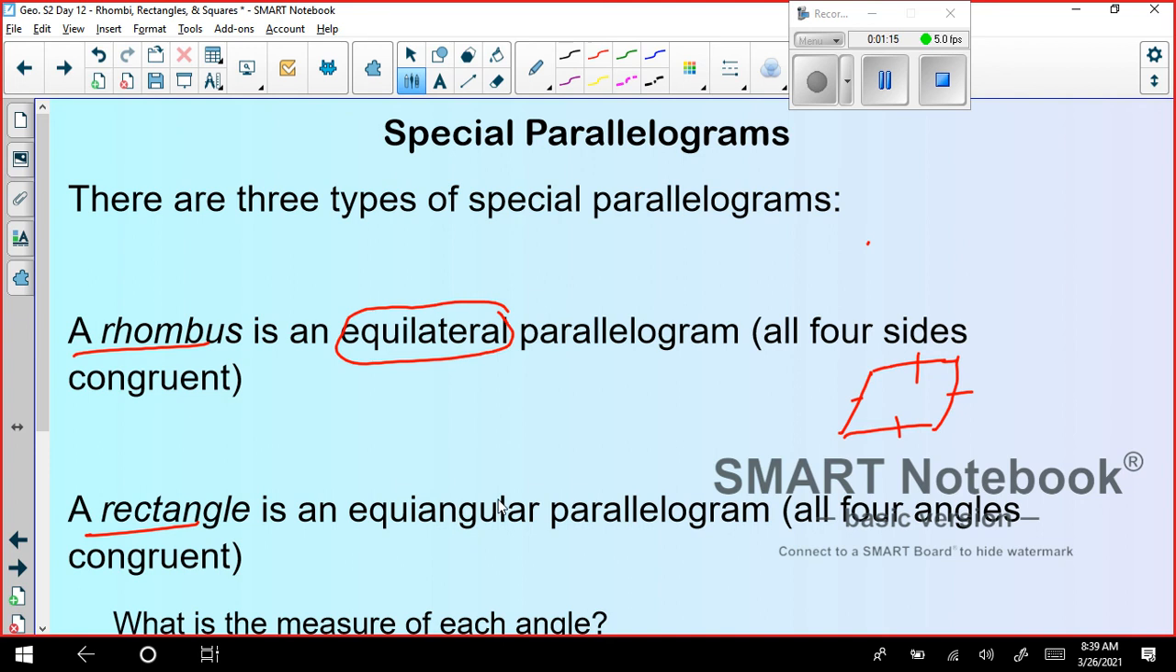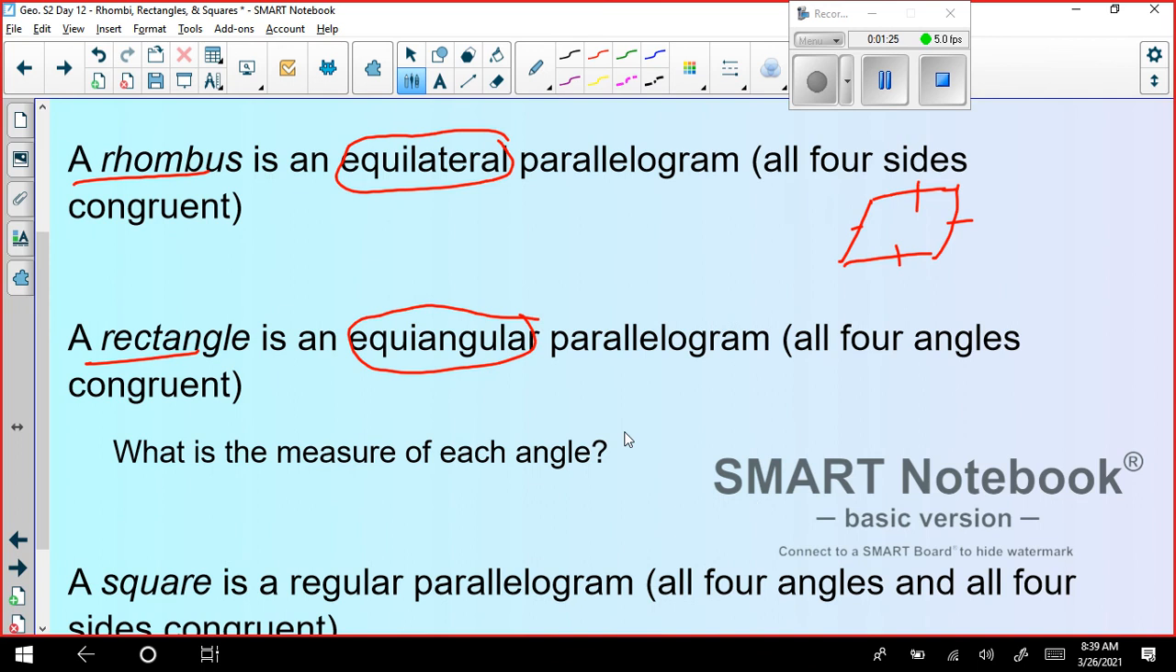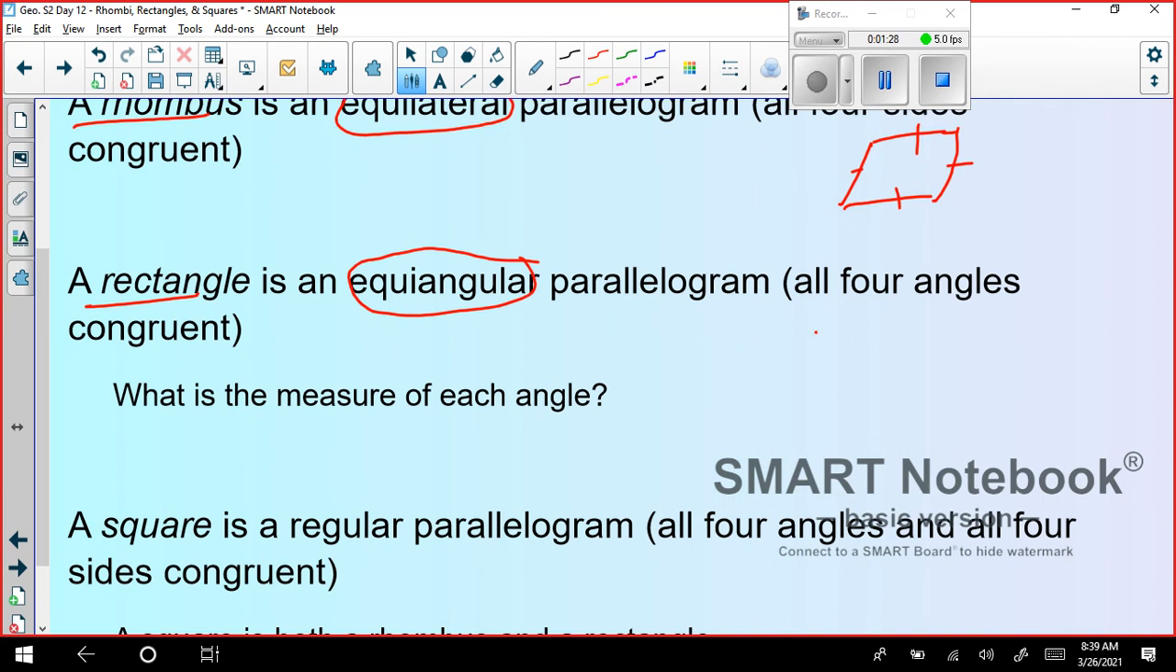In case of a rectangle, it's an equiangular parallelogram. It's just equiangular, it's not equilateral. What does equiangular mean? Not all the sides are equal, only the opposite sides are equal, whereas all of its angles are equal. These angles are equal and they are 90 degrees. If they have to be equal, then they have to be 90 degrees. A rectangle is an equiangular parallelogram where all four angles are congruent.